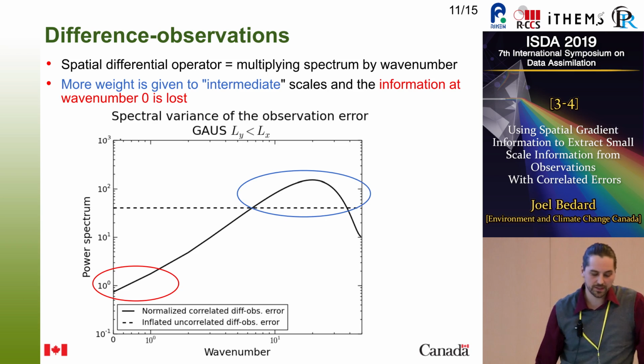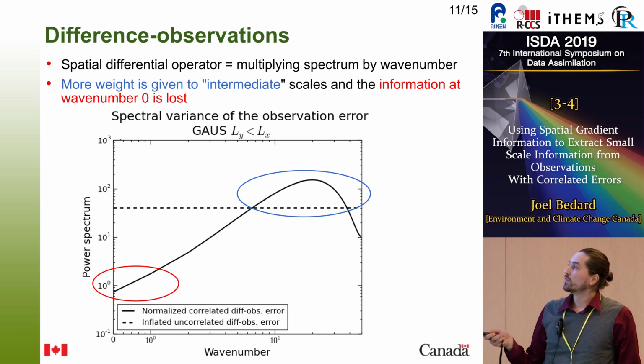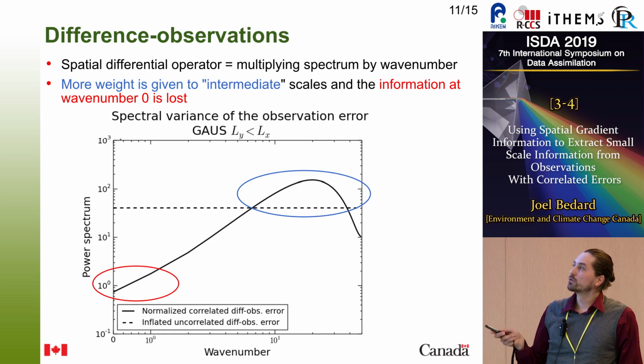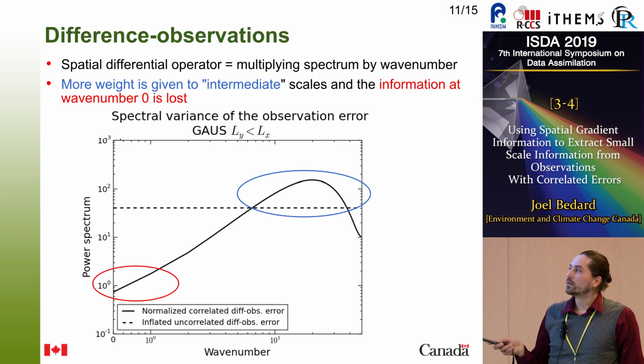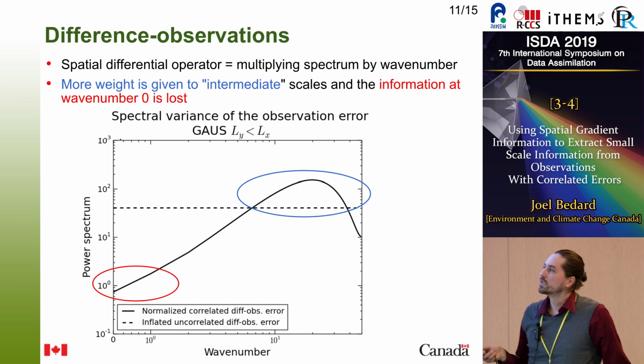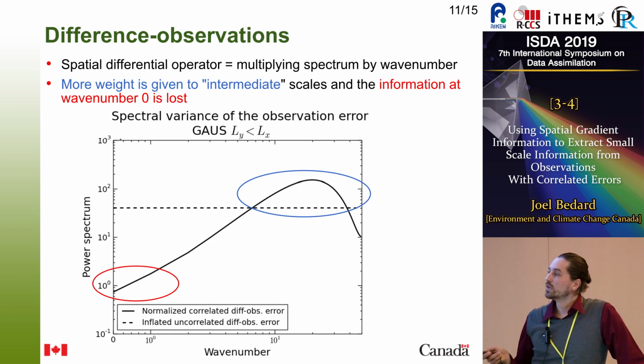So again, this is the spectral variance of the observation error. Before, we had something similar to red noise, but performing a spatial differential operator in the spectral space is like multiplying the spectrum by the wave number. So we end up with a bell shape. This is why we're expecting to have more impact on smaller scales using difference observations.